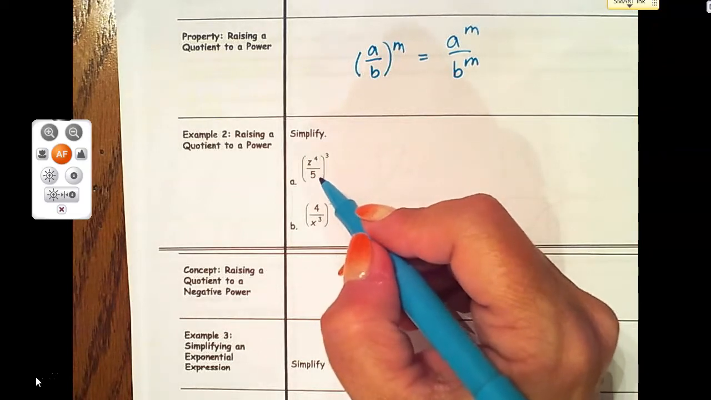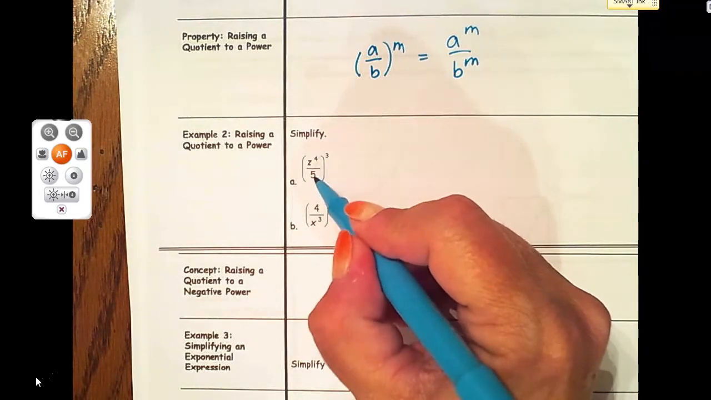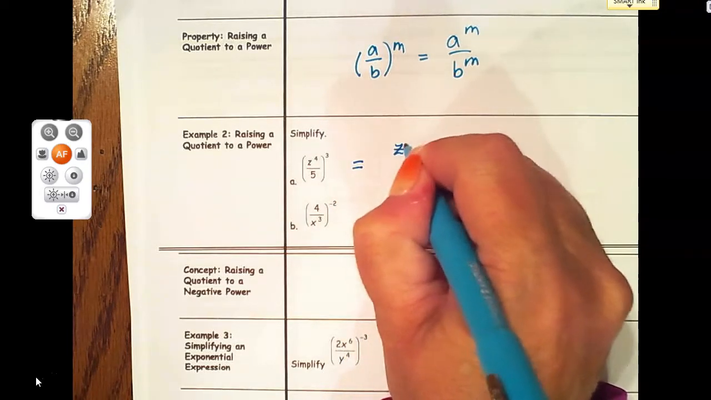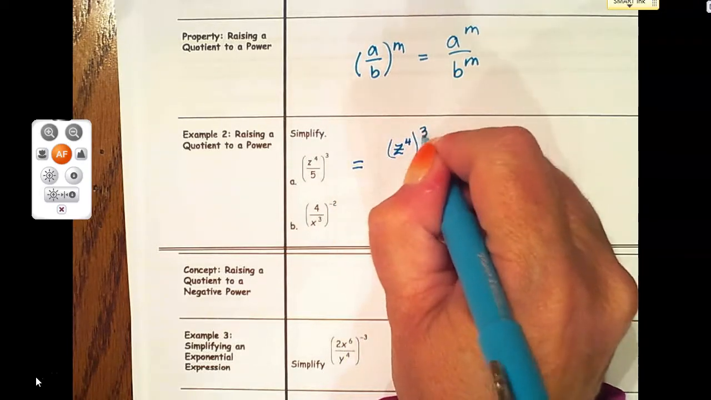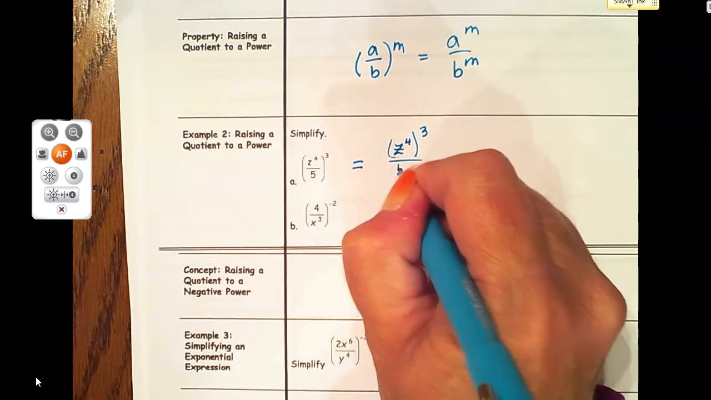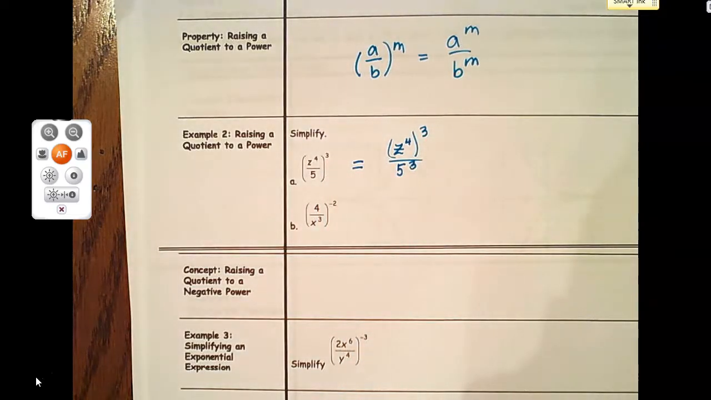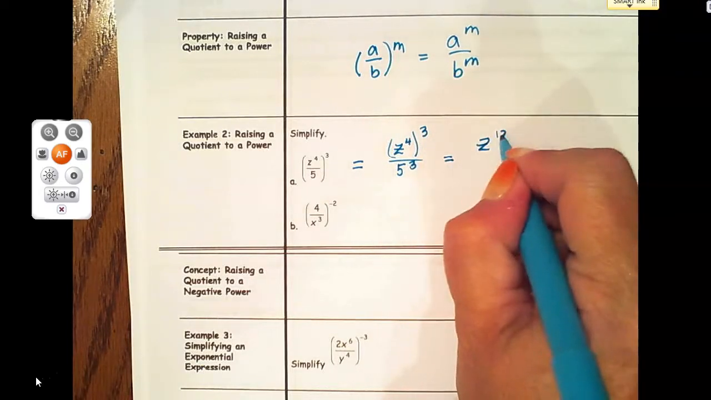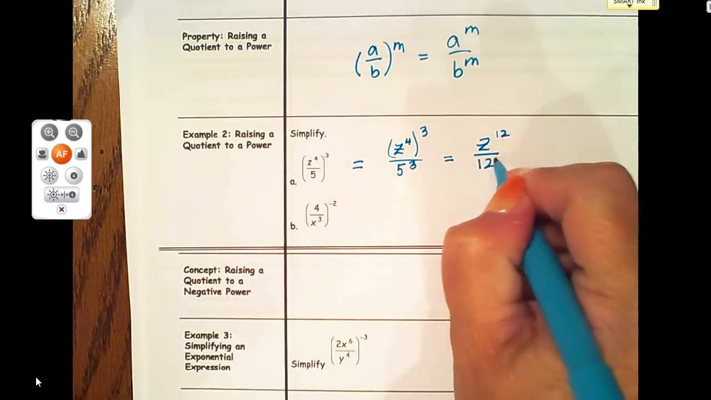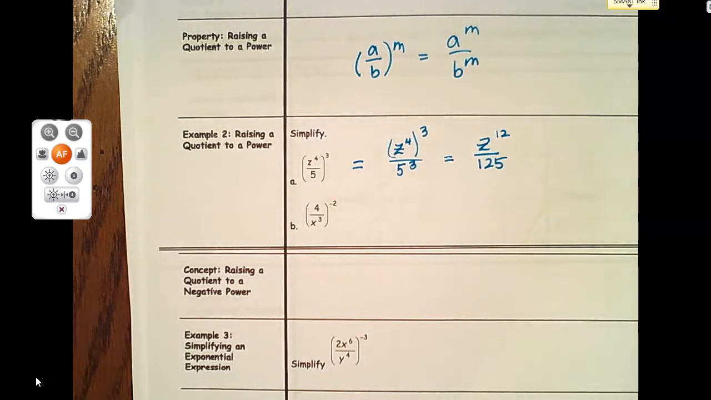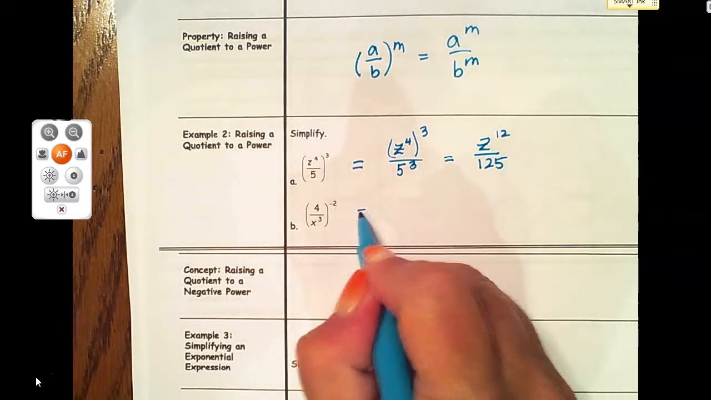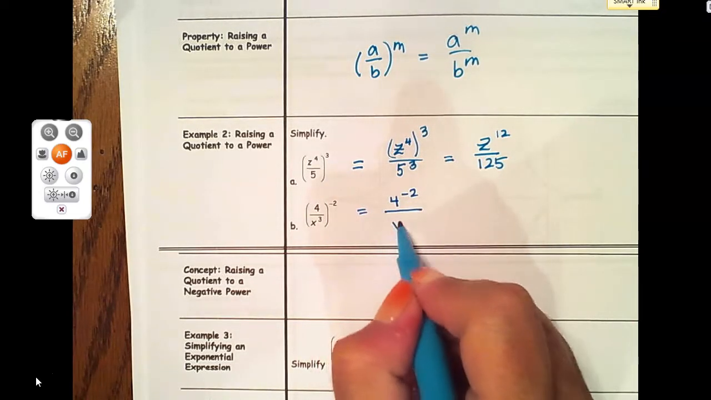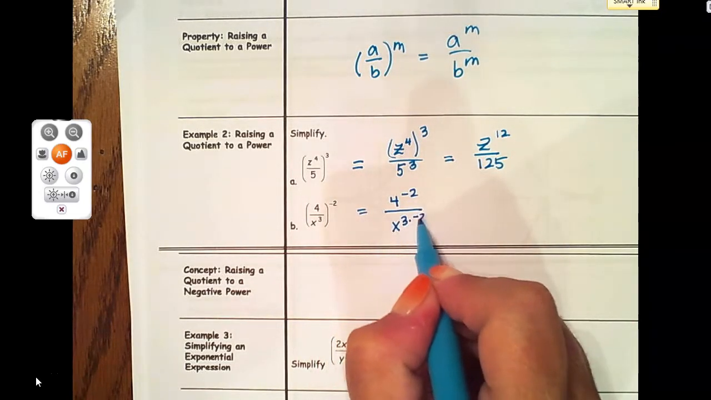So here I've got z to the 4th over 5 raised to the 3rd, and I want to take each one of those and raise it to that 3rd power, because that 3rd power is outside the parentheses and it's being applied to everything inside. So here I've got a power to a power, so z to the 12th, and then 5 cubed is 125. On my next problem, I'll have 4 to the negative 2nd, and then x to the 3rd to the negative 2nd.